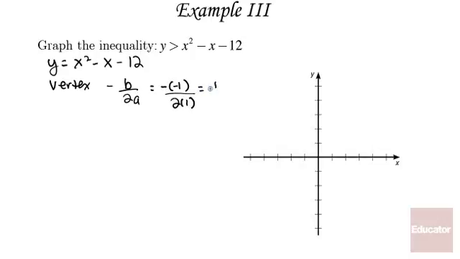So that's going to give me 1/2. Okay, so the x value for the vertex is going to be 1/2. So what is y going to be? y is going to be 1/2 squared minus 1/2 minus 12.